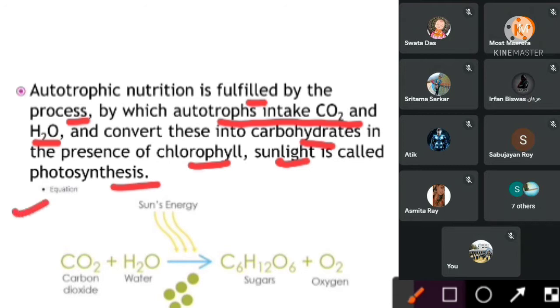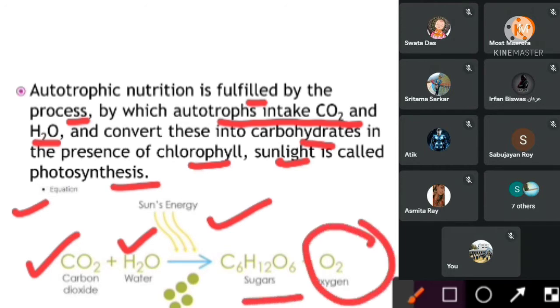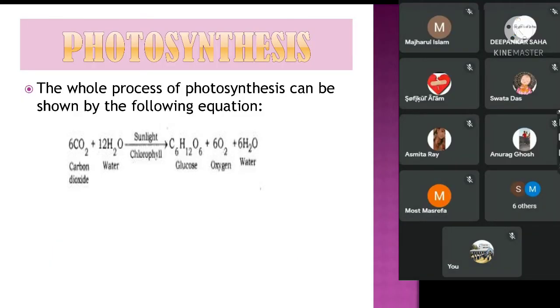Here you can see one equation: carbon dioxide, CO2, plus H2O, that is water. Carbon dioxide and water are required, and they take the sun's energy in the presence of chlorophyll. Then they produce C6H12O6, that is sugar, and oxygen is also produced by this process. Understood everyone? Tell me. Yes, ma'am.